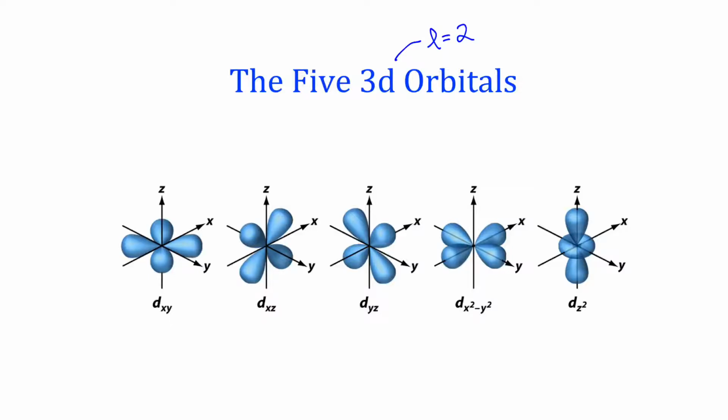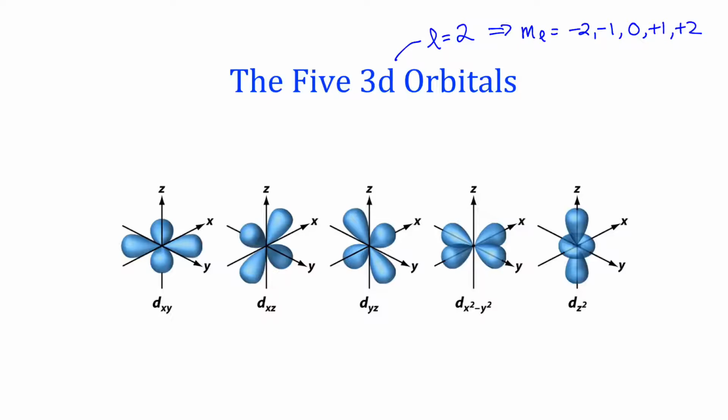If L equals 2, that means we have m sub L options for -2, -1, 0, +1, and +2. Again, this is just our same quantum number rules that we're applying here. So we have 5 options for orientations of our d orbitals according to m sub L. That's where we get our 5 pictures of our d orbitals, or 5 orientations.